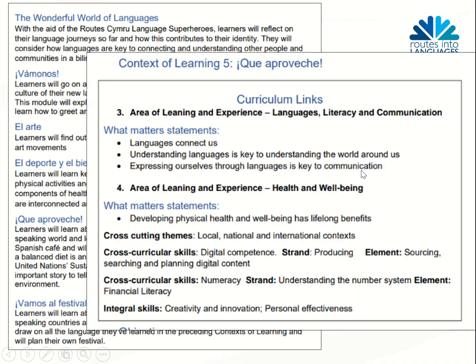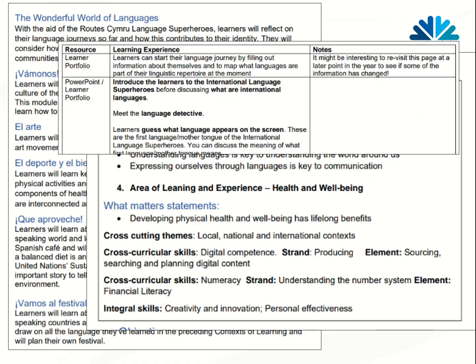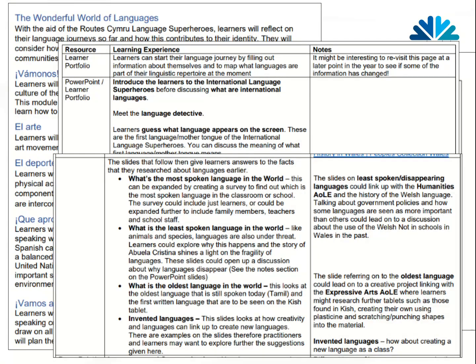This is just an example of how it links to the different What Matters statements. So this is topic 5 and all the different cross-cutting themes that are there. So it's really meeting the different progression steps in the new curriculum. And as I said, the practitioner guide is very detailed. There's so much information there.